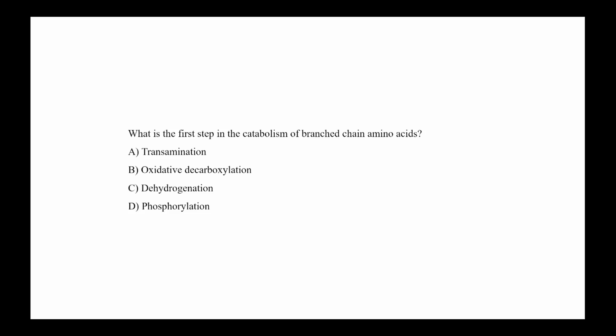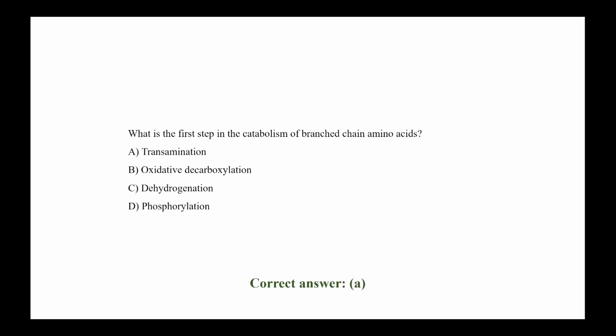Transamination, oxidative decarboxylation, dehydrogenation, and phosphorylation. First step, okay? First step in the catabolism. You are answering option B, oxidative decarboxylation. That is the wrong answer actually. The first step is transamination.